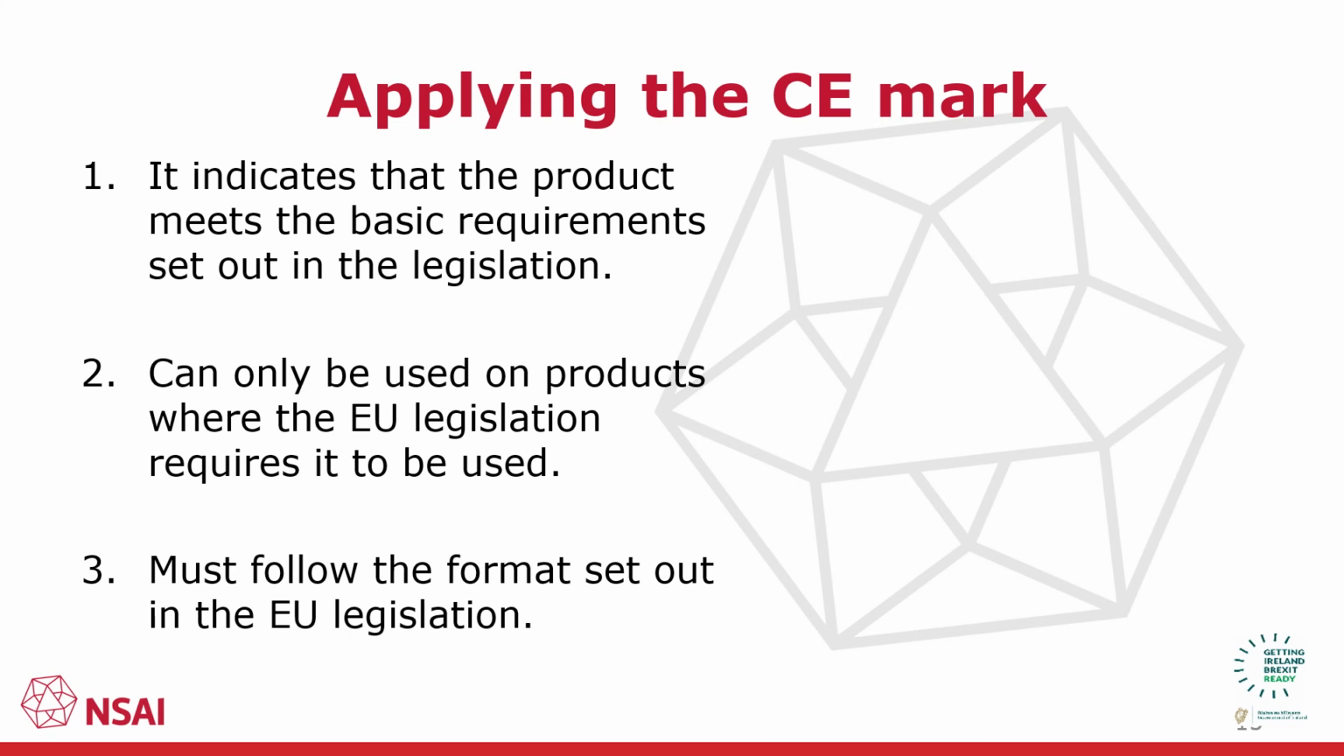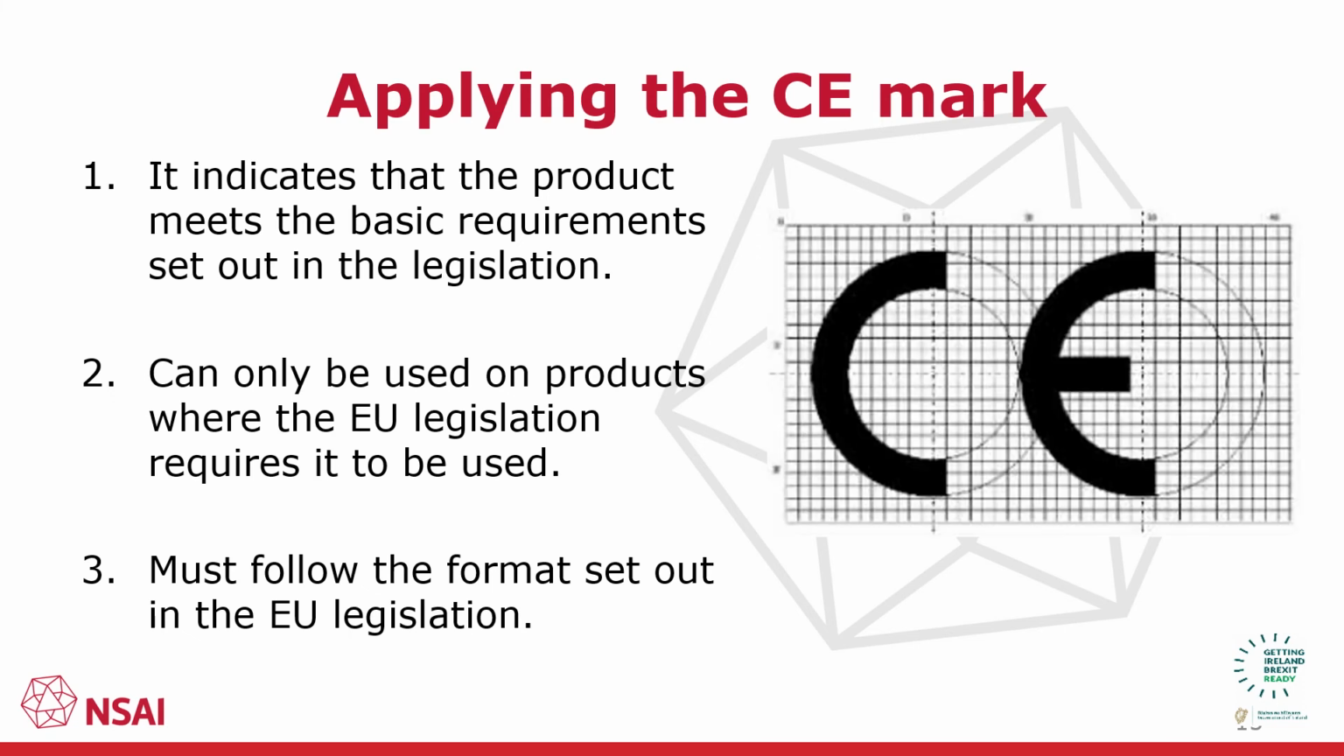Applying the CE mark. Well, EU legislation is very specific about the use and misuse of the CE mark. It indicates that the product meets the basic requirements of the relevant legislation. It is not a quality mark and does not indicate that any product is better or worse than another product. It can only be used on products where the relevant EU legislation requires it to be used. Finally, it must follow the format set out in EU legislation. It must be legible, no smaller than 5 mm in size, in a contrasting colour and applied permanently to the product. For products that are too small, it may be applied to the packaging instead of the product.